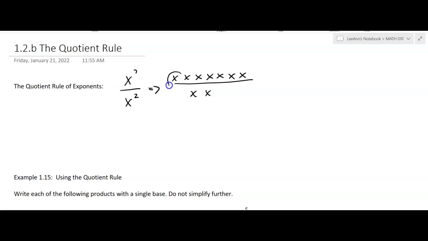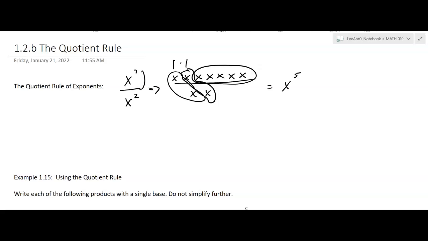Well, each x over x, that's just a 1. And then that's just a 1. So you have 1 times 1, this is 1. And then you have all these x's that are left, and so that equals x to the 5th. So we get that by subtracting the exponents.